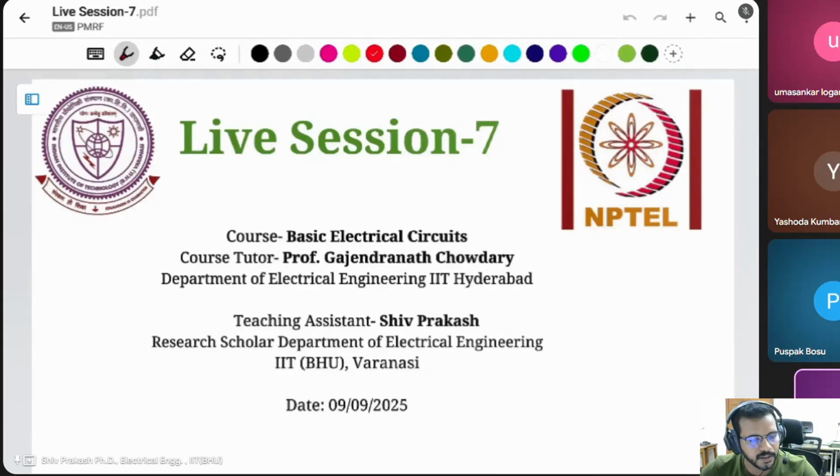Today's topic is the two port network. In network systems, there are four parameters. Z parameter, like an impedance parameter. Y parameter, it means admittance parameter. H parameter, it means hybrid parameters. And the last one is the transmission parameter, the ABCD parameter.